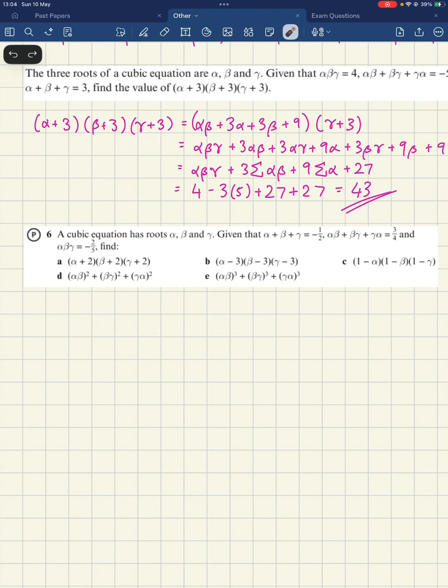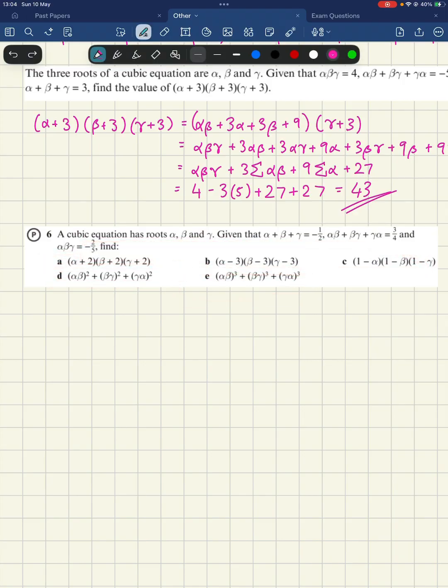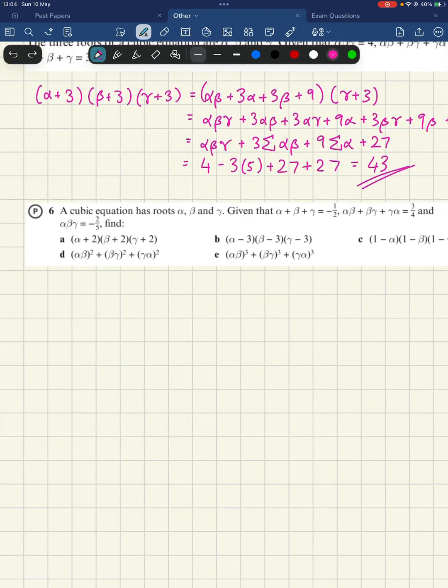Alright. Now this question. I have got this question on my TikTok actually, for a post that's a bit further down. Parts A to D are fine. Well, actually, parts A to C are fine. D, you have to think about it a little bit, and E is just horror. Let's just do it.